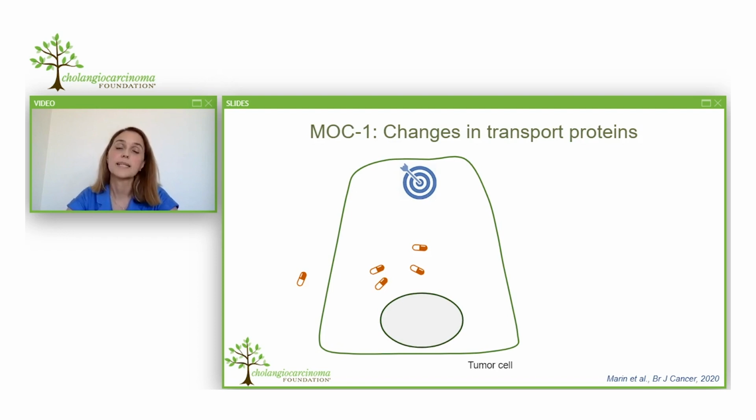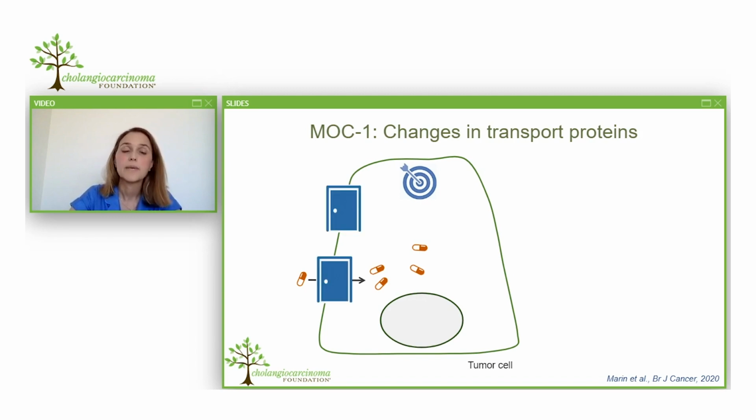Well, let's revise the mechanisms of chemoresistance, or MOCs. We have divided them into 7 groups. MOC1 involves transport proteins. Most anti-cancer agents have their molecular targets inside tumor cells, but due to their structure or physical chemical properties, they cannot cross the plasma membrane by simple diffusion, but they need to use specific transport proteins as doors of entry into the cells. If some doors are blocked, we will have less drug inside the cells and less effect.